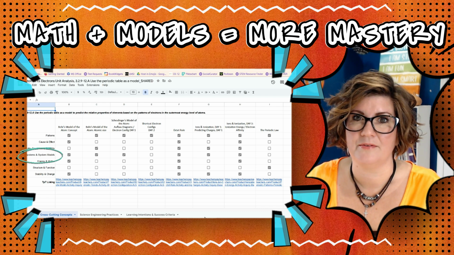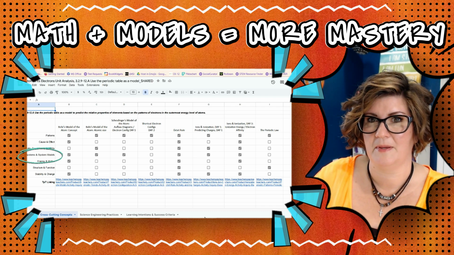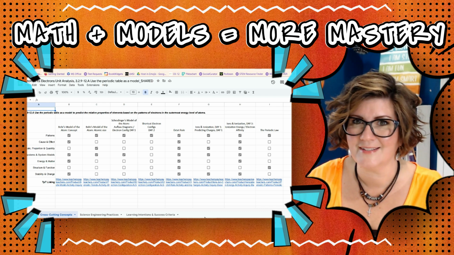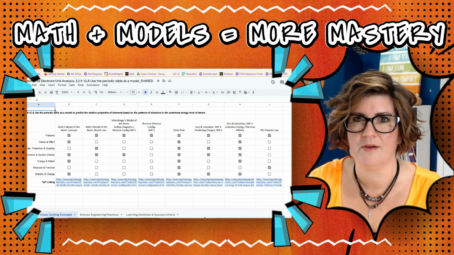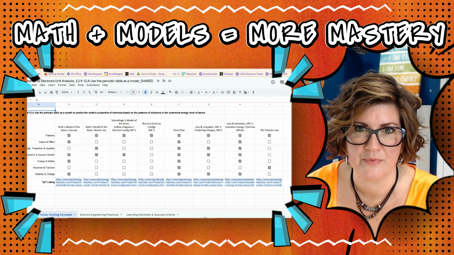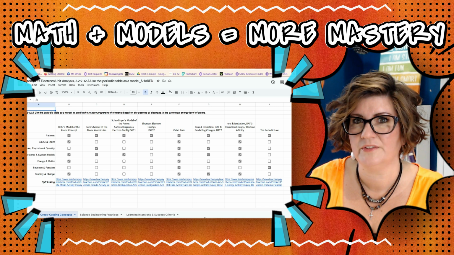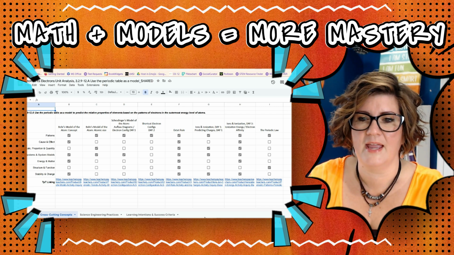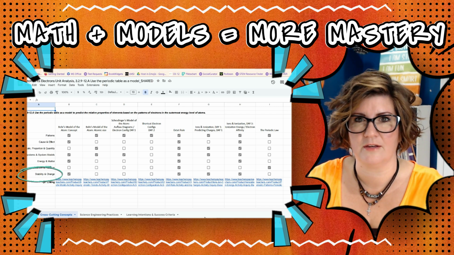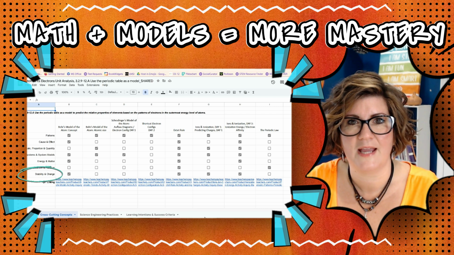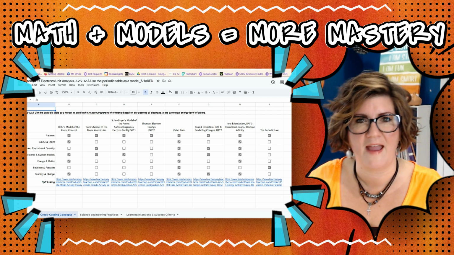System and system models, because we're using and developing models, that cross-cutting concept, the main theme of how we study chemistry, how we study the world unseen, shines through. And then also stability and change, only because it is that cause and effect style.